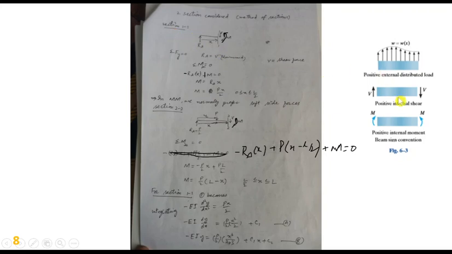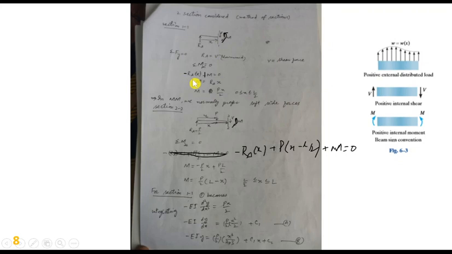Section 1, and these are the positive beam conventions. So V here is positive, and M at the right side of the section, M in this way is positive. So for section 1, we have considered this M, this is X. Summation of forces along the y-axis should be 0, so that will say RA should be equal to V. Obviously V is the shear force.